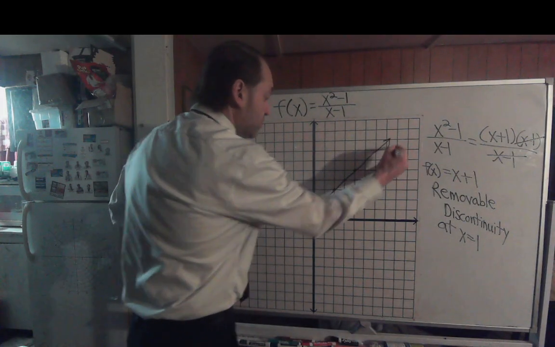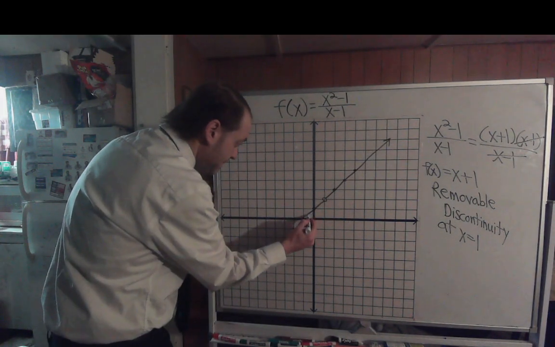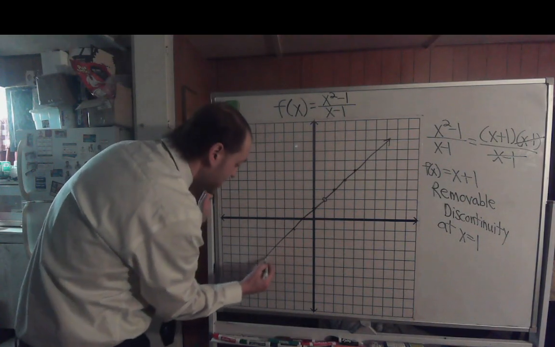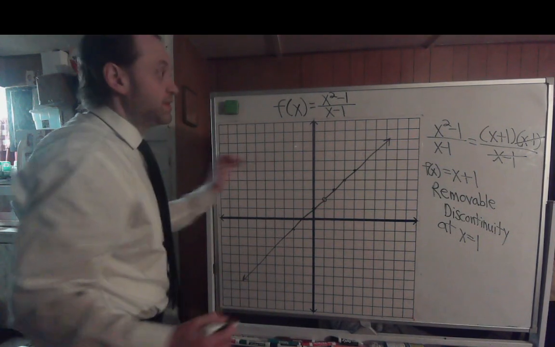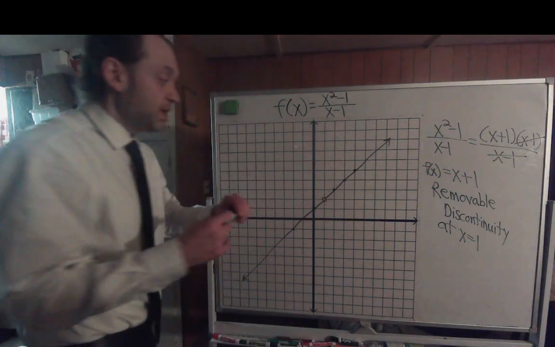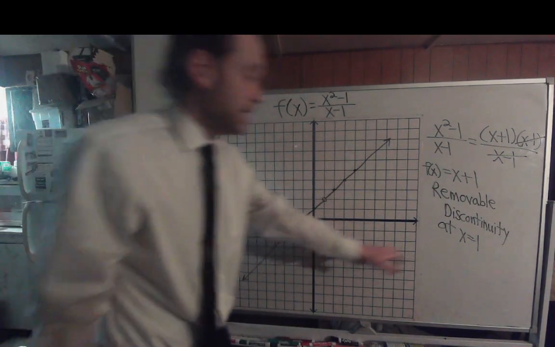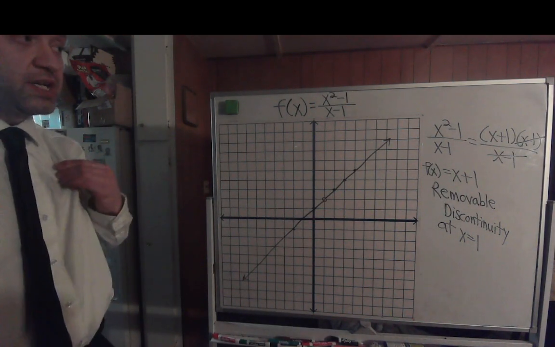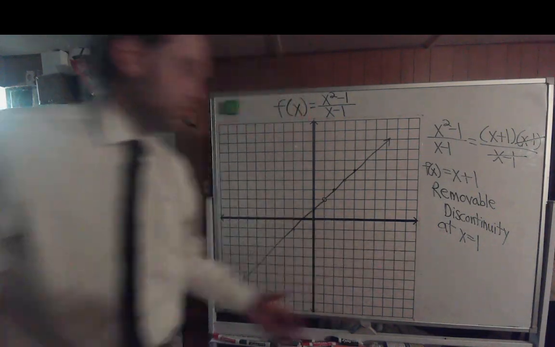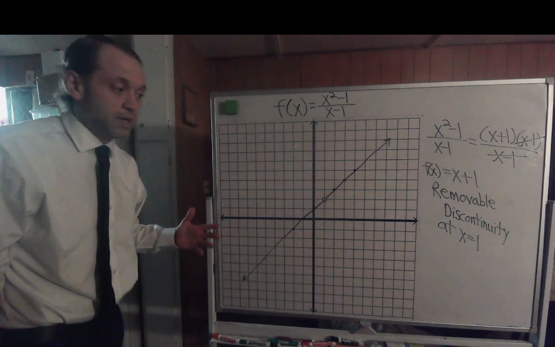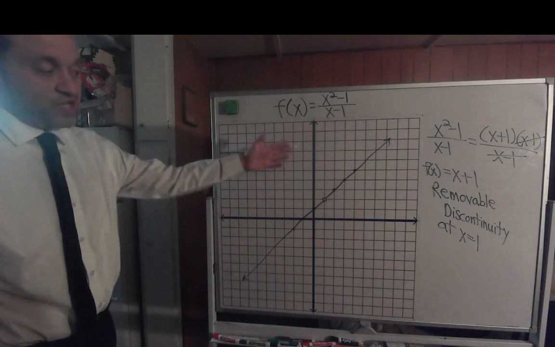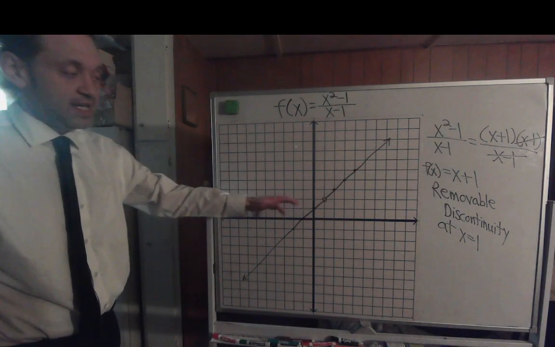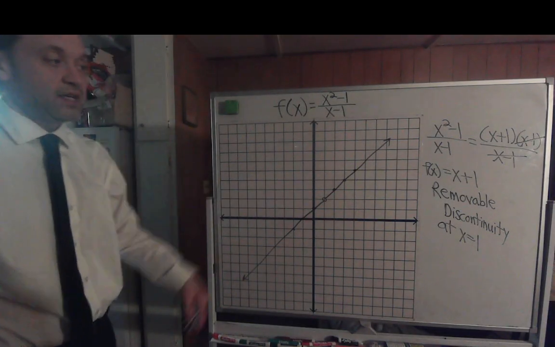So what you're literally going to have is the line f of x equals x plus 1 with a removable discontinuity at x equals 1. And it's removable because we could then define the function at x equals 1. That's why it's called removable. And you see the shape of it. It almost looks like it goes into x equals 1, but it's not defined there.